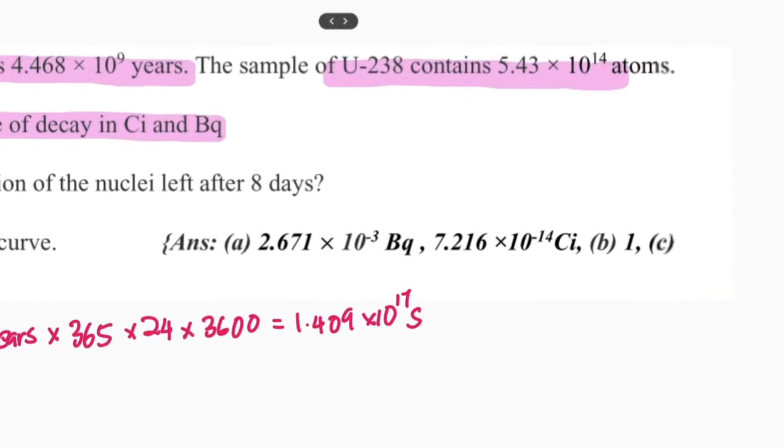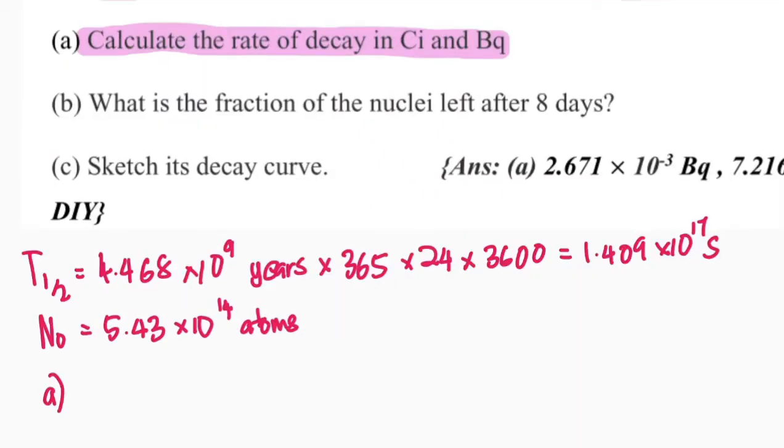It is also mentioned in the question that the sample of uranium contains 5.43 times 10 to the power 14 atoms, and this would be our nuclei, the initial nuclei. Alright, question A, we are asked to find the rate of decay. That would be dN over dt. So we are asked to find it in Curie and Becquerel.